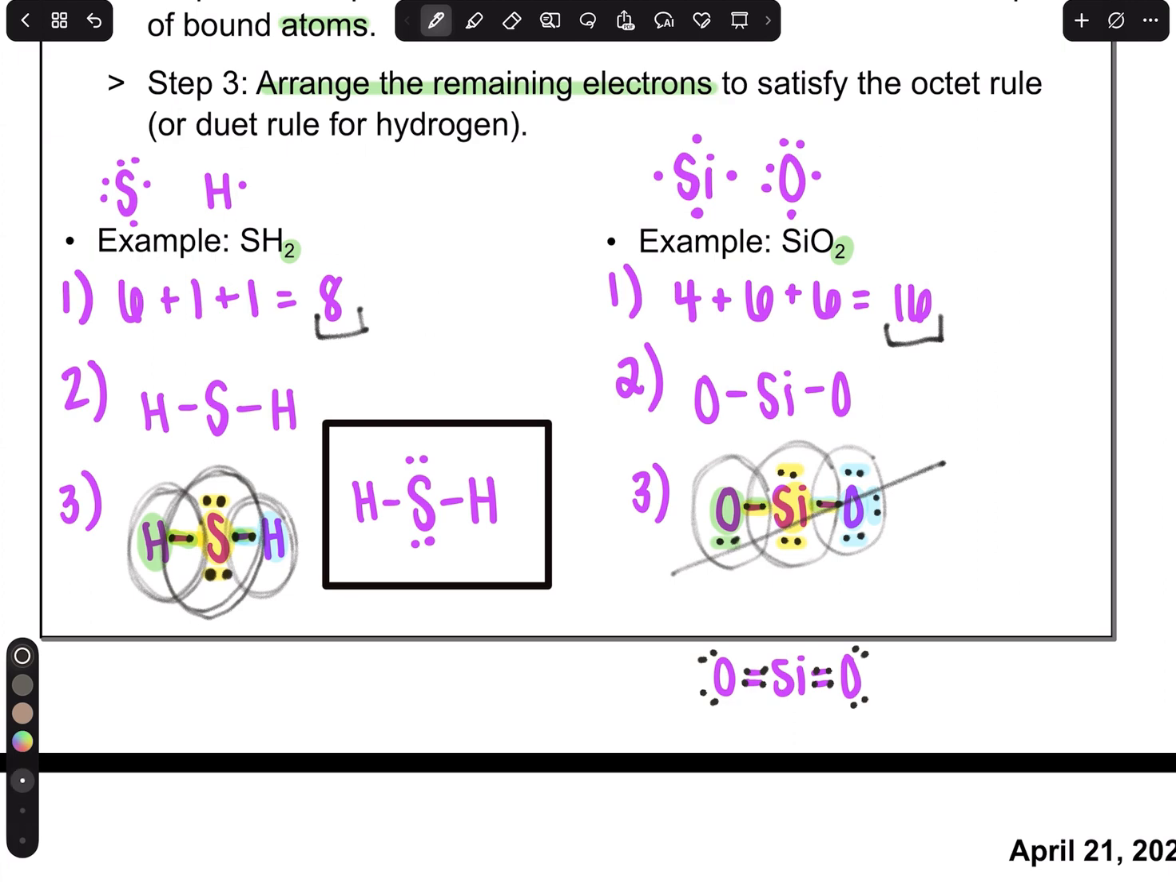Now I just need to double check, does everything have access to 8 total? So my oxygen on the left has an access to 2, 4, 6, 8. That's perfect. Let's look at the oxygen on the right. Oxygen on the right has access to 2, 4, 6, 8. Perfect. Let's just double check silicon in the middle has access to 2, 4, 6, 8. Perfect. All my atoms satisfy the octet rule.